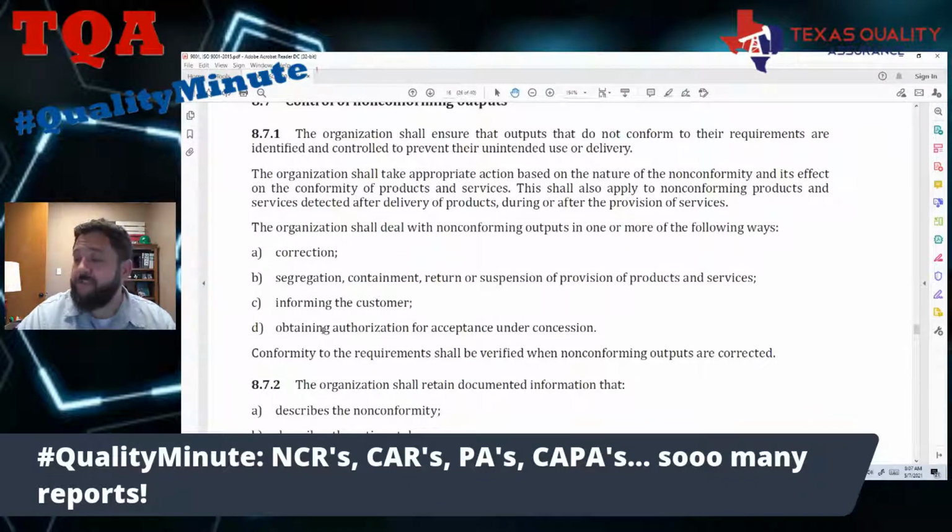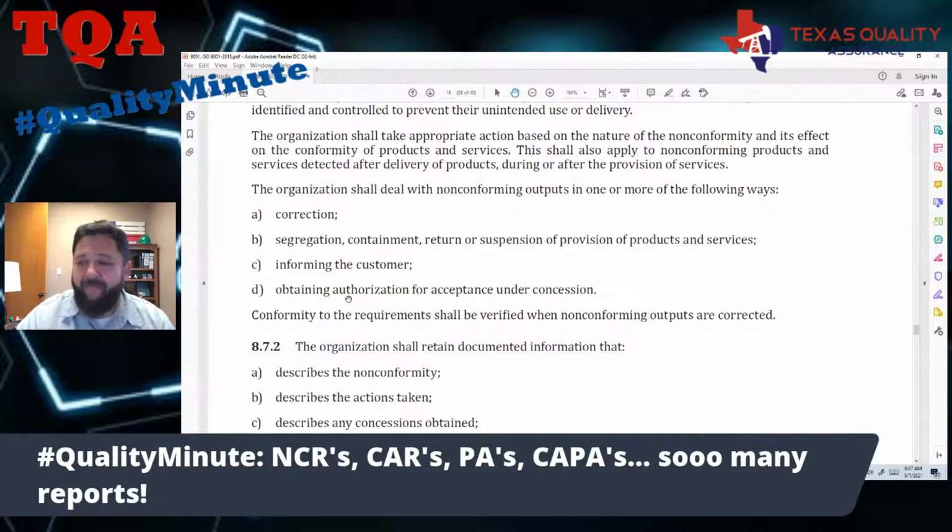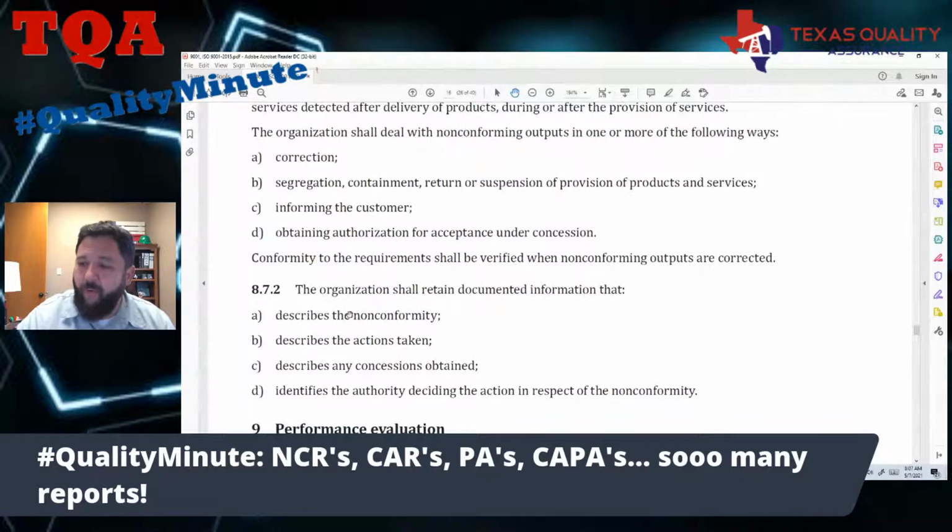Or maybe you just want to obtain authorization for acceptance under concession. So what really is going on here? We want to get a concession to move forward. So it's out of criteria, but for this particular instance, I think we can accept it, and then you get the document and information to state as such. You've got to make sure that you describe the nonconformity. What went wrong? What did you do to correct it?